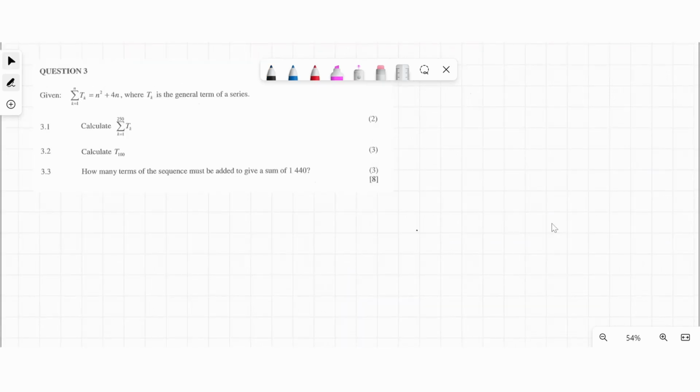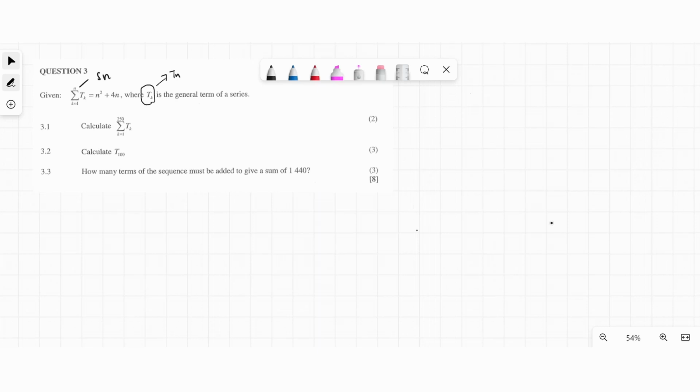It says given, then they give us sigma. Sigma is the same as Sn. The symbol is the same as saying Sn, right? It is equal to the sum of tk from k equals 1 to n, which is n squared plus 4n, where tk is the general term of the sequence. So they told us what this one is, right? It's the general form. So it's the same as being what? Tn, but they say just tk, right?